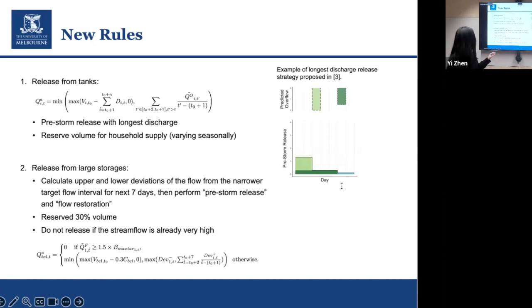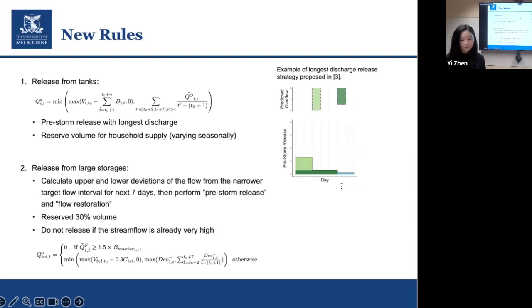So this is trying to mimic what we did in optimization, when we're trying to push the streamflow close to the center of the target flow interval. And then, just like what we did for the tanks, we perform pre-storm releases so that we create enough room in the large storages to mitigate high streamflow events during the rainfall. And we also make sure that the large storages release enough water to meet the minimum flow requirements.